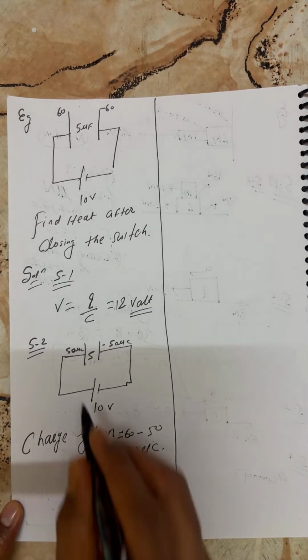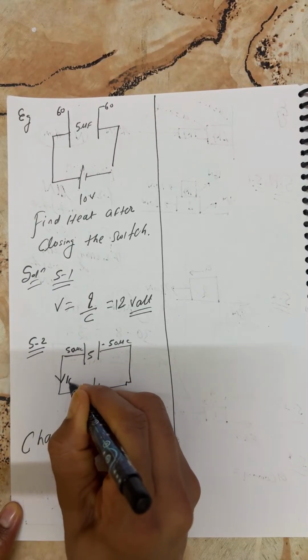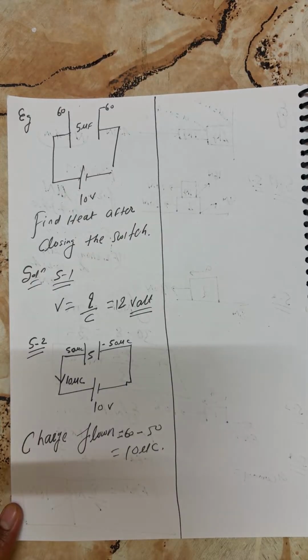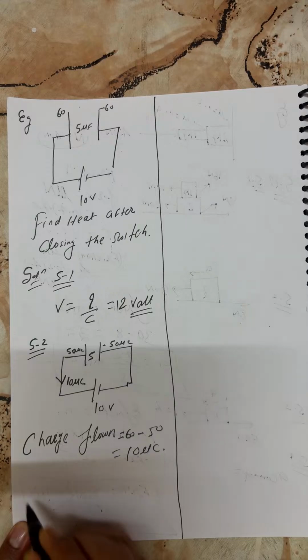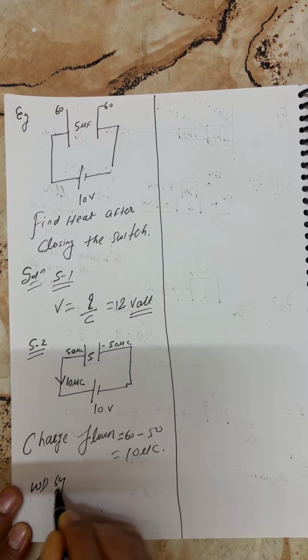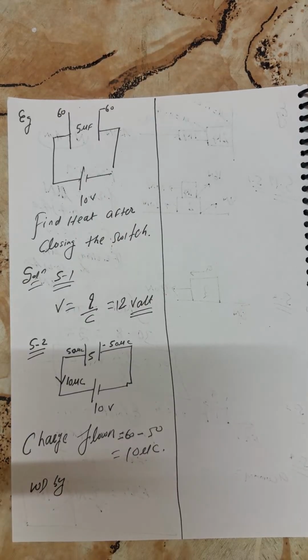Now beta, 10 microcoulomb charge is coming out. So we have to find here the work done by the battery. Sir, I think the final answer is 10 microjoule. Vedic beta, I'm solving, I'll tell you.